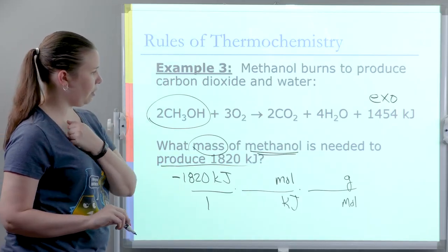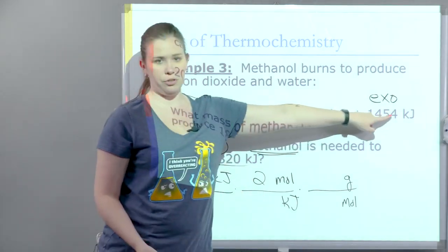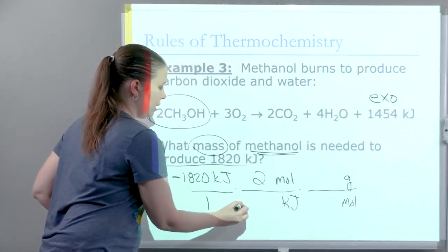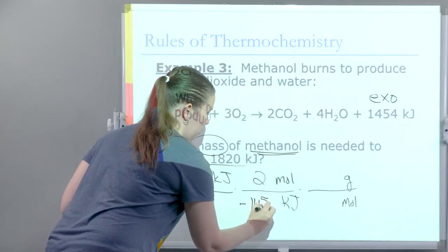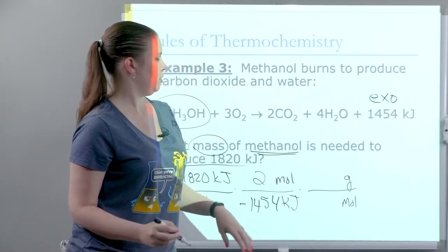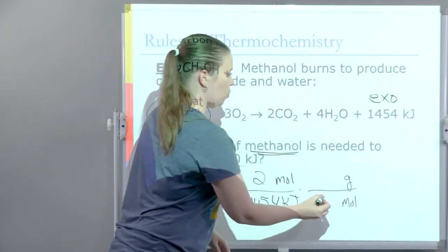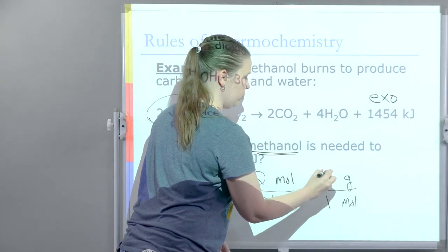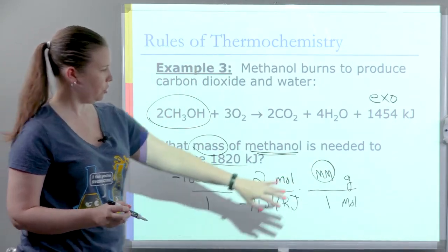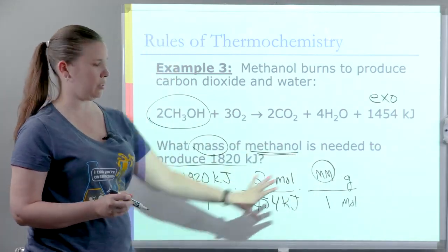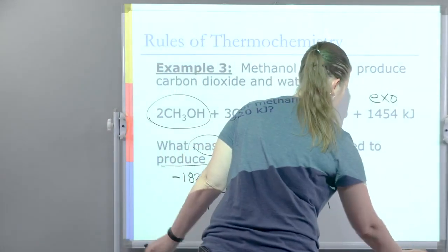For now, we've got to figure out how many moles of the methanol, which would be 2 here, is proportional to this amount of energy, which is going to be negative, because it's exothermic, 1,454 kilojoules. Then to get to grams, I'm going to use my molar mass. 1 mole, and then here I will put the molar mass of the CH3OH. Plug in the molar mass, and then solve across. So let's go ahead and get that in the calculator.